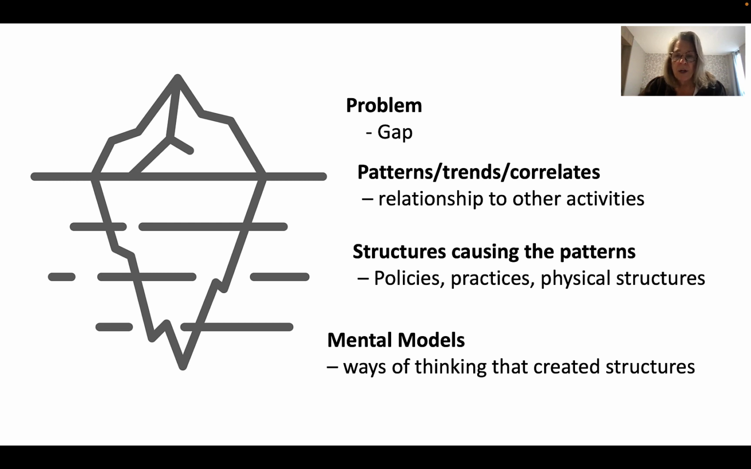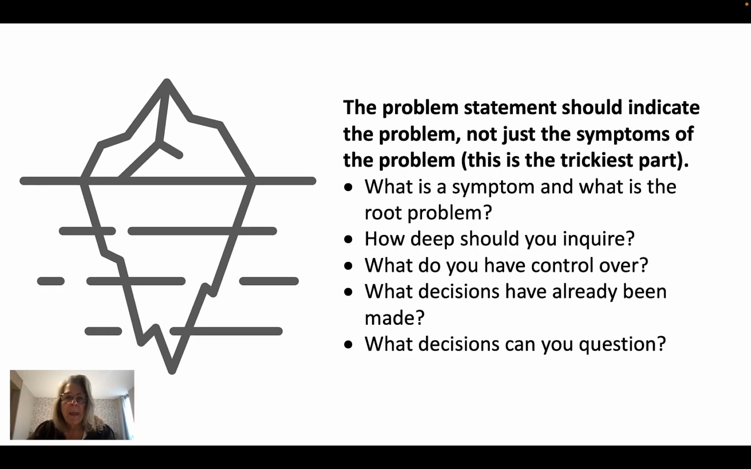Below that are the structures that might be causing the particular patterns. So these could be policies, practices, even physical structures. Like if people happen to be in a crowded area, it might be because the area is too small physically. And then below that are the ways of thinking. So looking at the problem statement and saying, yeah, we want to fix the problem, but we don't want to disregard some of the root causes. And I'll show you this when we go into an example.